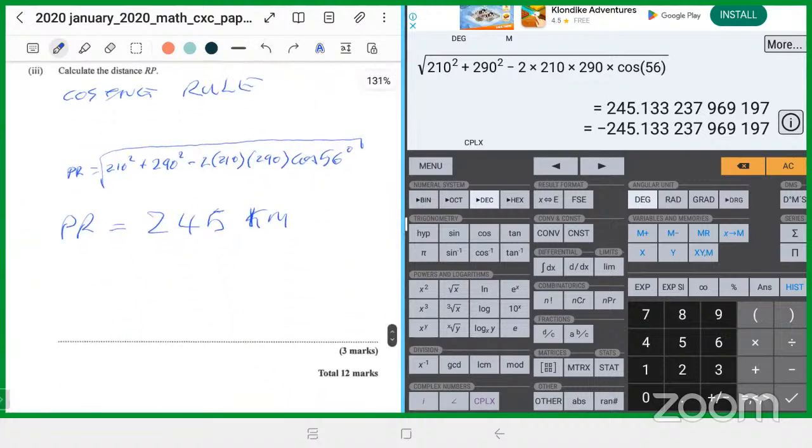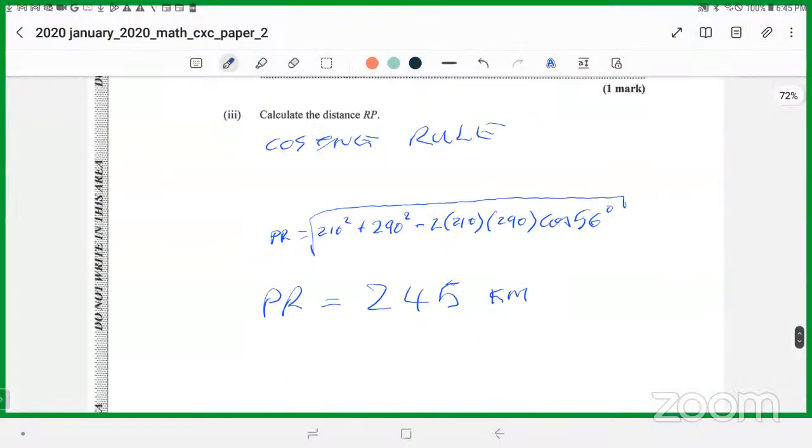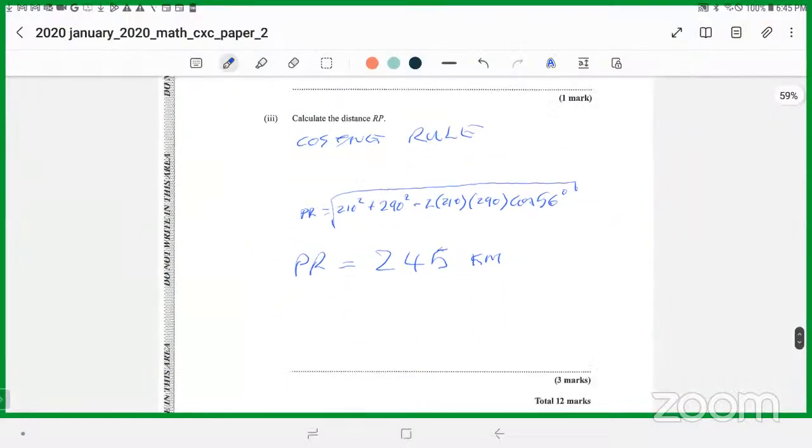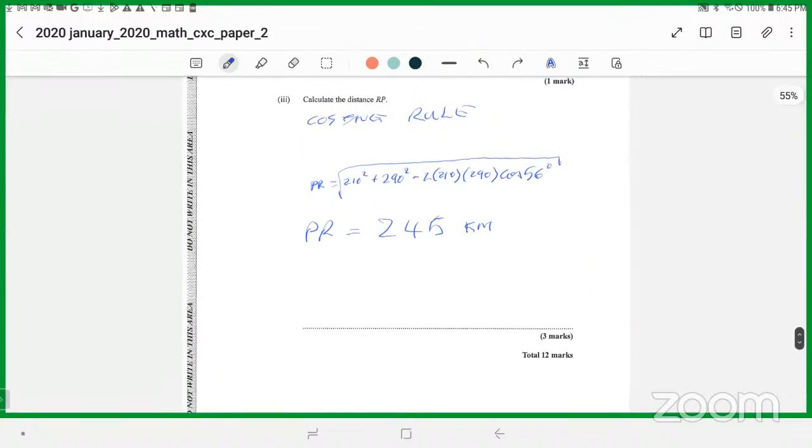All right, so that is it. 245 kilometers. Nice and easy, and the question is done. Any questions there? Questions on that? Okay with that one?